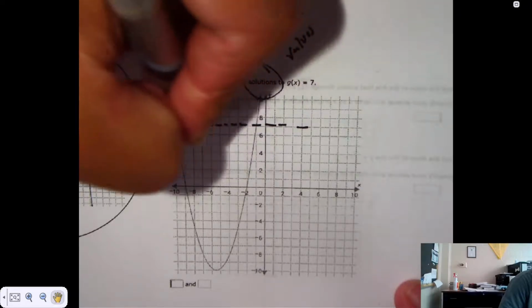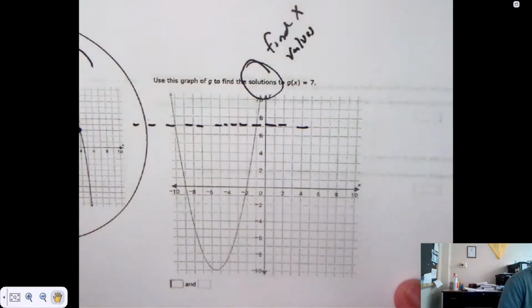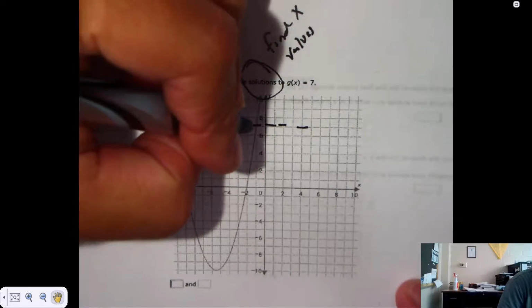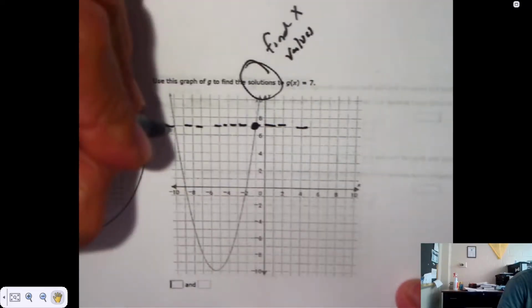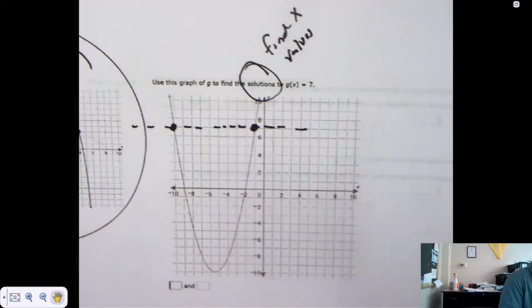I don't know if I agree with you, because what I did is I drew that horizontal line at y equals 7. Oh, to be honest, I didn't read the problem. Oh, I did the same thing. What are the answers? There you go, -1 and -10.